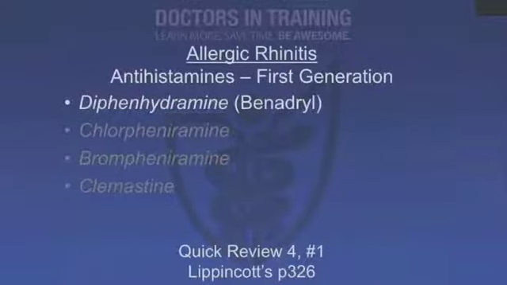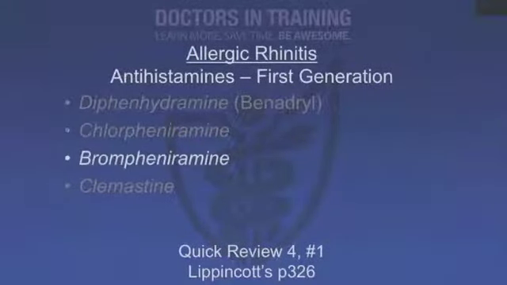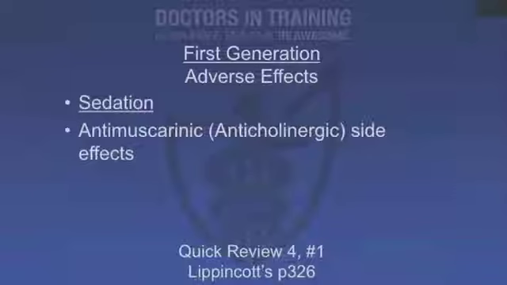Your antihistamines are broken up into first generation and second generation. Your first generation, like diphenhydramine, like Benadryl, chlorpheniramine, brompheniramine, clemastine. These are all first generation. They're very sedating. All these drugs are sedating as an adverse effect. Additionally, all these drugs have antimuscarinic side effects. So these are what distinguishes first generation from second generation. More sedation, more antimuscarinic side effects.